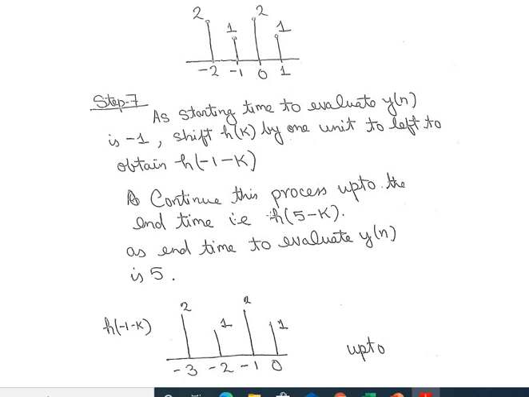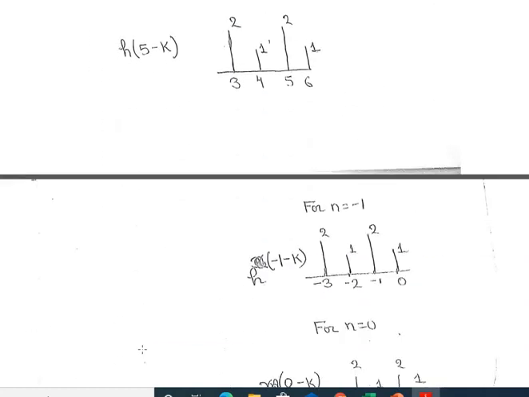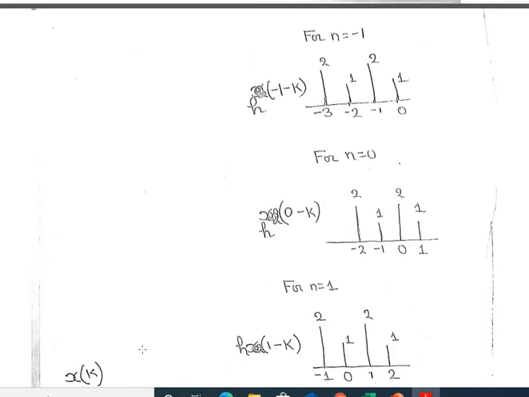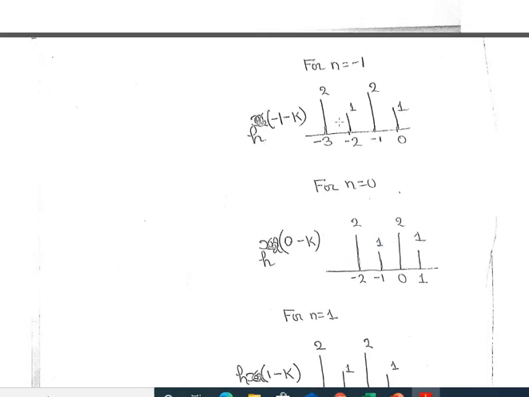As we apply minus 1 here, it means the sequence is going to be shifted to the left hand side by 1 unit. The h of minus k sequence starts from minus 2, so when we apply minus 1, this sequence starts from minus 3. This process we will do by doing one increment up to h of 5 minus k. So how will the graph look? Look here. If n equal to minus 1, then our sequence will start from minus 3, where the magnitude values are 2, 1, 2, 1.